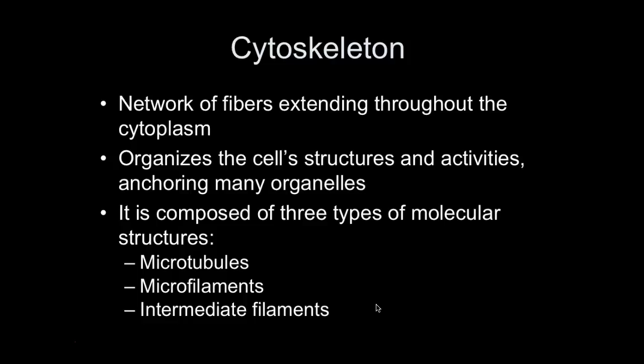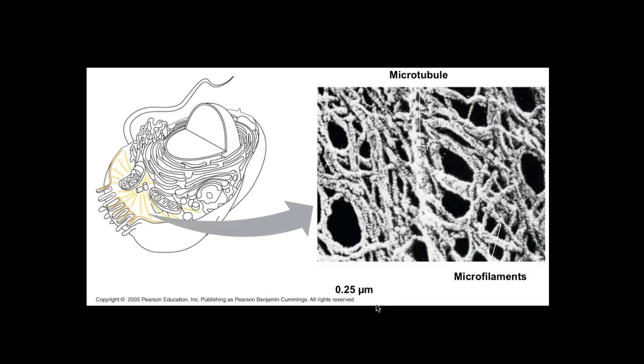The cell's cytoskeleton is a network of fibers that extend throughout the cytoplasm. So cyto is cell, so we're looking at the cytoskeleton, the cell's skeleton. It's going to organize the cell structures and activities and help anchor many of those organelles in place. Molecularly, there are three basic things that come together to form the cytoskeleton itself. They are the microtubules, microfilaments, and things called intermediate filaments.